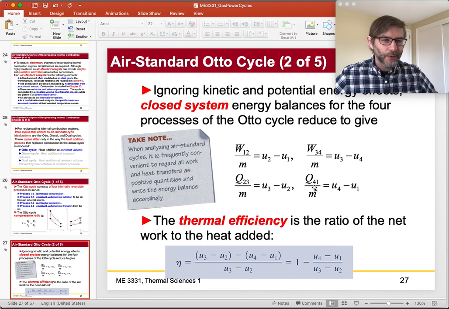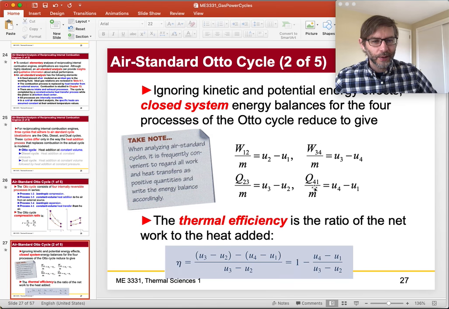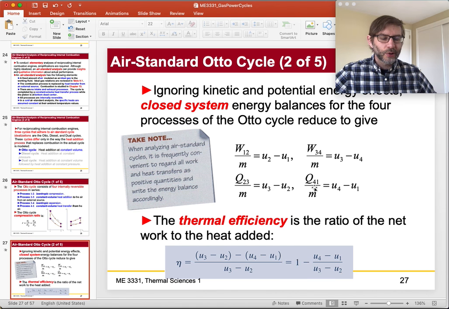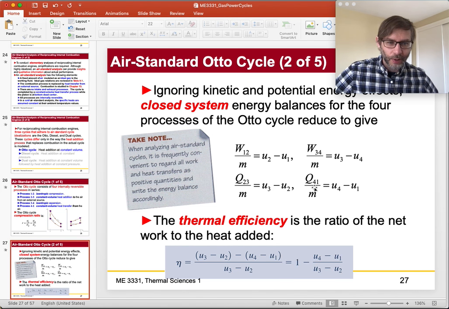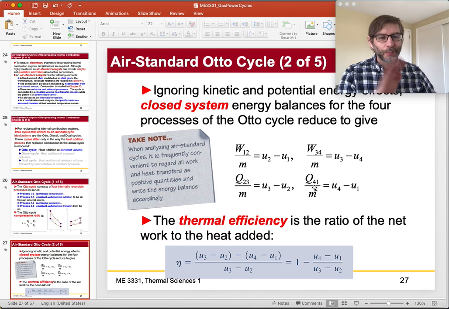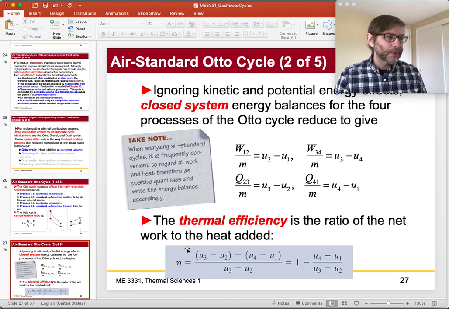Sometimes you have work, sometimes you have heat. The nice thing is, you have an isentropic expansion and compression. That means that there's no heat. And if you have a constant volume, it means PdV equals 0. So that means that you have work equals U2 minus U1 and Q equals U3 minus U2. Super simple. This is the simplest of all cycles. The thermal efficiency then is the net ratio of the work to heat added.